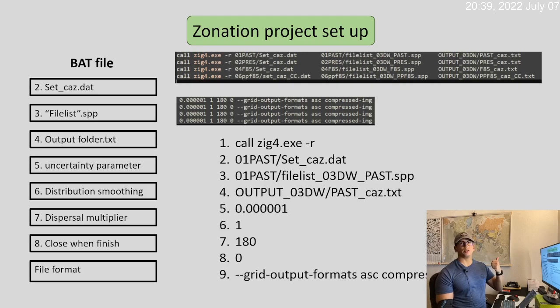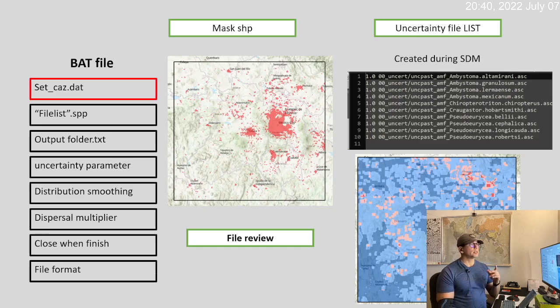So we need to have the setup, the list of species, and where we are going to save that information, where everything is going to be dumped, basically. And the uncertainty parameters, which come in from the distribution models, and if we are going to do some kind of smoothing in the edges, and dispersal information, and something like when it finishes, can you close the program or not, right? So this is part from the last video.